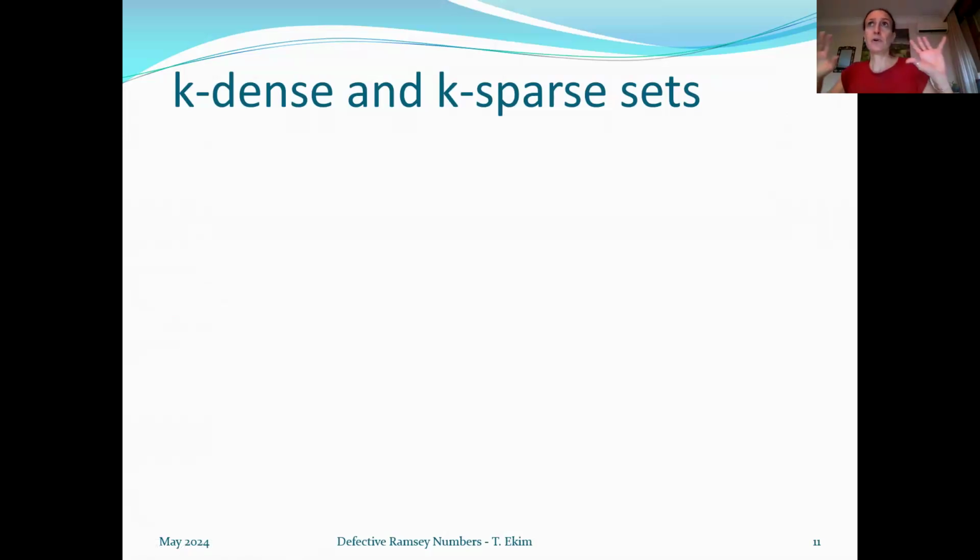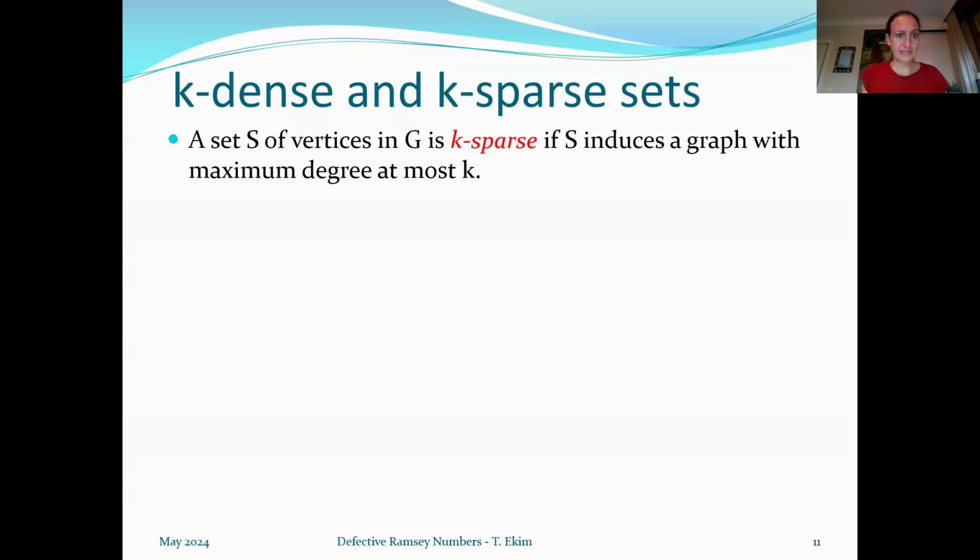Well, instead of cliques and independent sets, we're going to relax this definition and talk about dense and sparse sets. More precisely, we will say that a set of vertices S is k-sparse if, when you look at the graph induced by this set, the maximum degree is at most k. So there's a limit on the maximum degree. Clearly, if you put k equals 0, then you get an independent set. The degree is 0, so nobody has a neighbor, right?